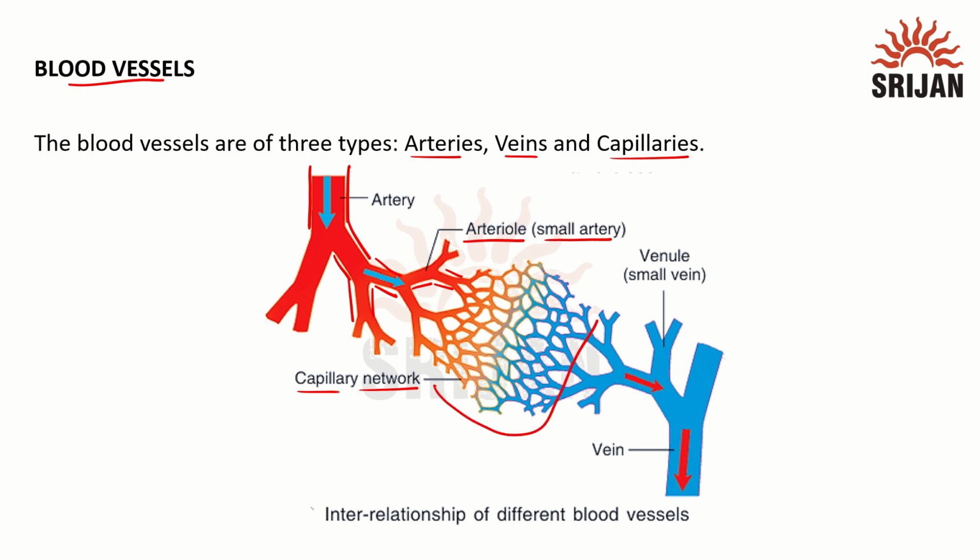in the tissue sector. And these capillaries again join back to form the next type of blood vessel, that is the veins. But before forming the veins, they also form smaller branches. Those are known as venules, the small veins, and these venules will combine to form the main vein, which will drain the blood into the heart.